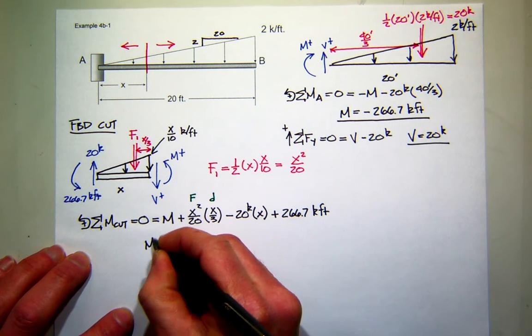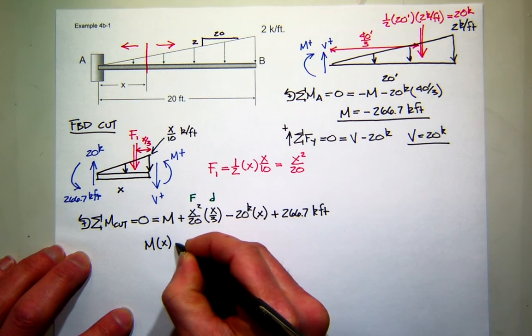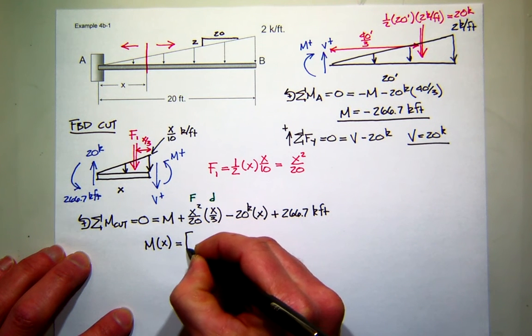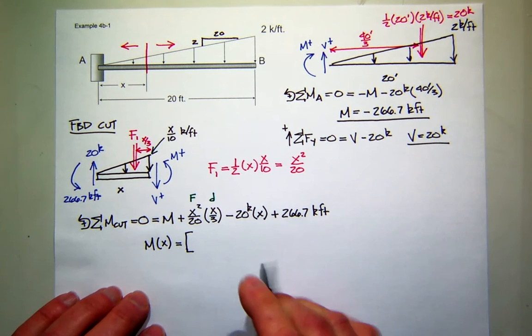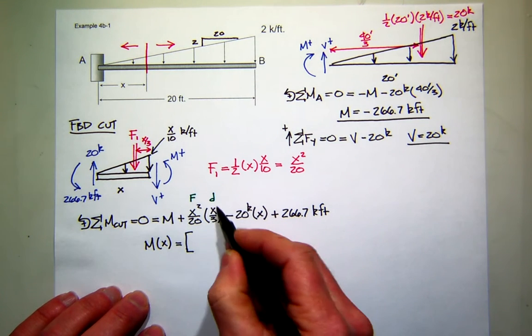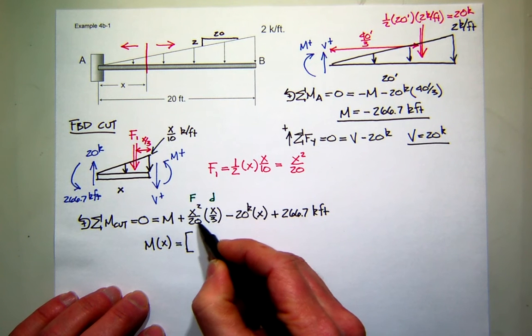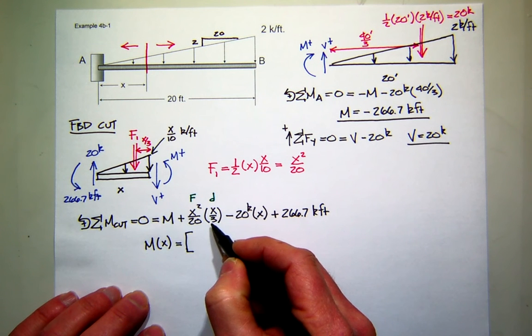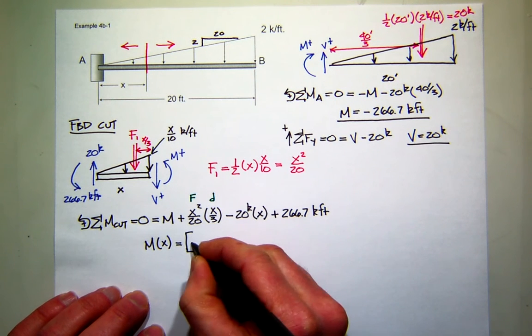So moment now as a function of x is equal to, I'll put this in brackets so I can keep the units straight. Usually when I write these equations, I like to write the higher order terms first. So I'm looking at this first term. This is x cubed over 60. And when you move it to the other side of the equation, it becomes negative.